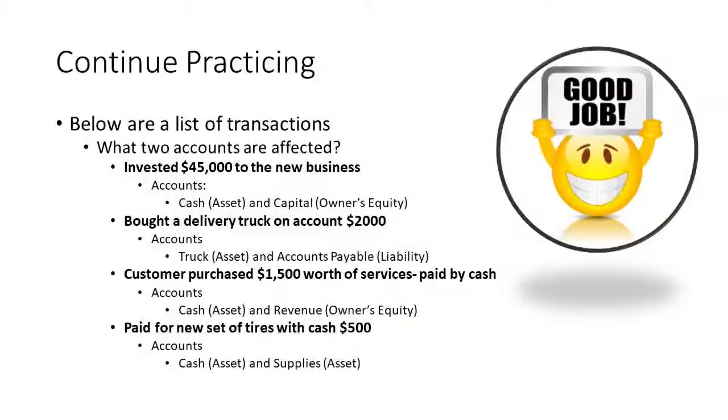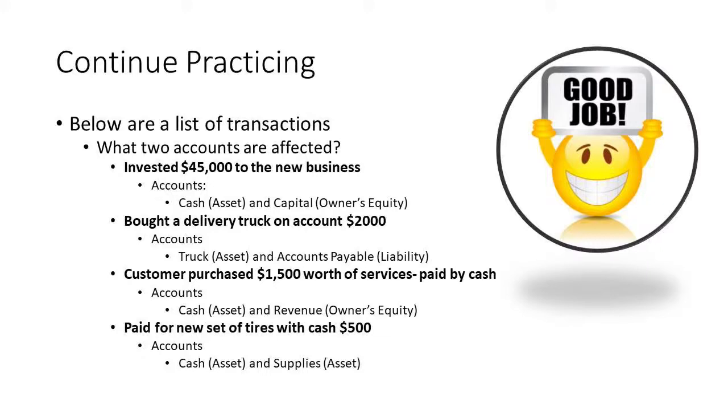Okay, so what I'm listing here are some transactions that you can practice with. What I want you to do is name the two accounts that are affected and see how they balance. So, for instance, invested $45,000 in a new business. Now, when I say invested $45,000, you're assuming that it's cash. Because cash isn't necessarily dollar bills. It's money that is in the account that is instantly available.